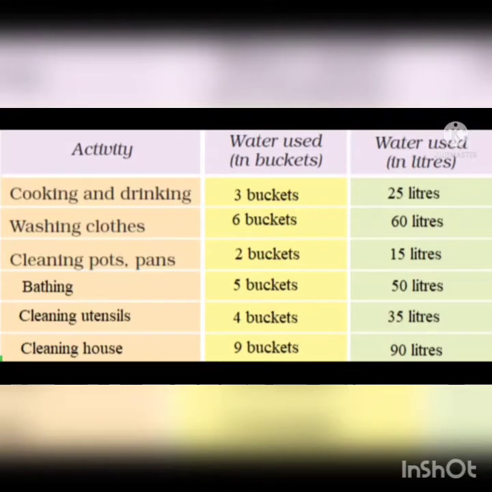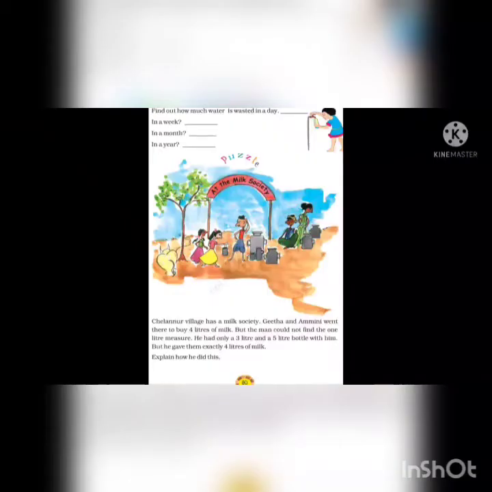So this is how you have to do it. You can pause the video and do this in your book. You have to do this question in your book only. Next is, find out how much water is wasted in a day. As we have seen, from the leaking tap, 1 liter of water is wasted in 1 hour. We know this, so we have taken this.